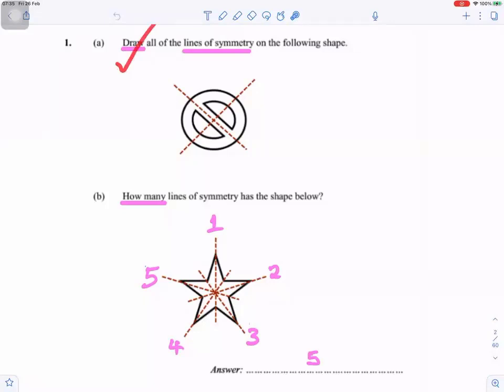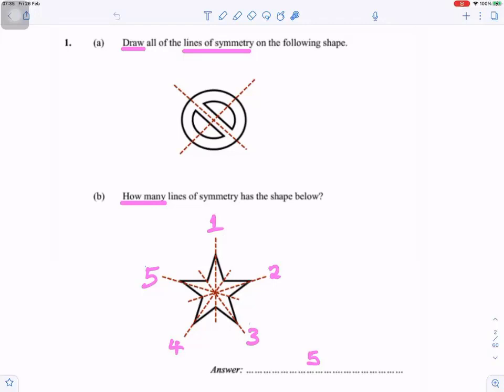So when we draw all the lines of symmetry for the shape, you can follow those dotted lines there and those dotted lines there. So those are the 2 lines where if you fold the shapes, they'll fit exactly together. For part B, how many lines of symmetry has the shape below got?